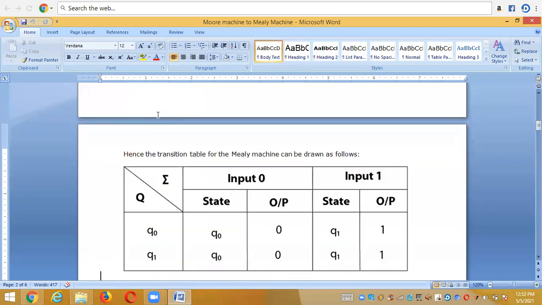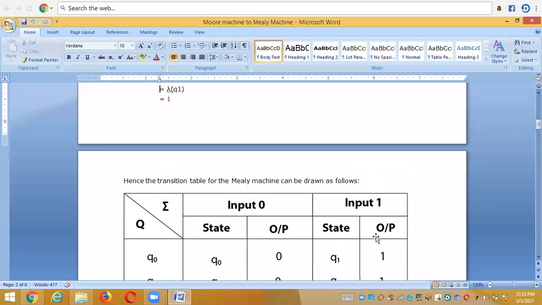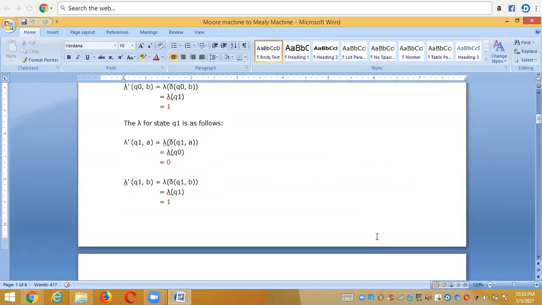Now coming to the representation of the Mealy machine. Now we get the equivalent Mealy machine table, and finally we are drawing the transition table for the Mealy machine like this. q naught and q1 are the two states, the inputs we have here are a and b, and the outputs are 0 and 1. So q naught with a goes to q naught, and the output of q naught is 0. q naught with b goes to q1, and the output of q1 is 1. And where we get this is from the calculation, just representing the table like this.